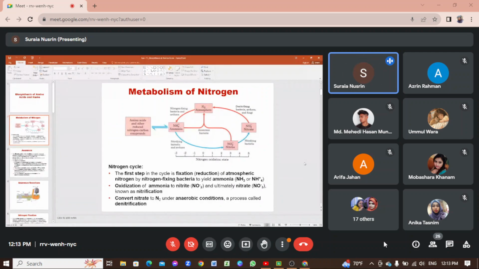And eventually these oxidized forms, the nitrate, undergo denitrification by denitrifying bacteria, archaea and fungi, and by that the nitrogen will be released into the environment. And in between these, there is another group of bacteria which are called anammox bacteria. Anammox bacteria are present in an anaerobic environment, and they also can release the nitrogen from ammonia or nitric oxide. So that is the nitrogen cycle.